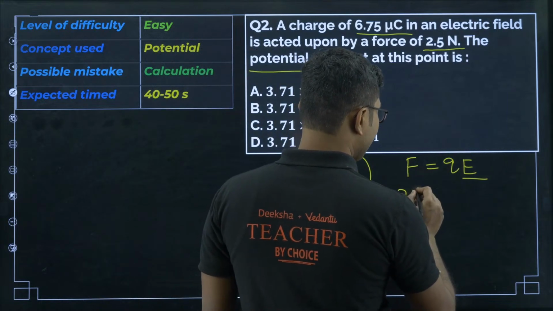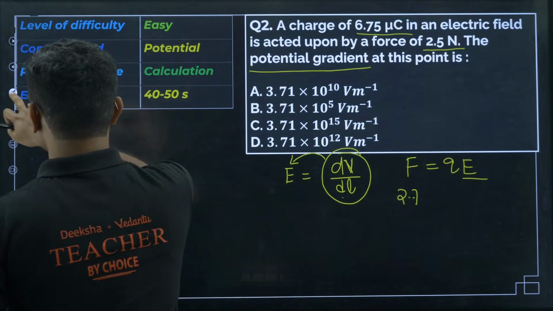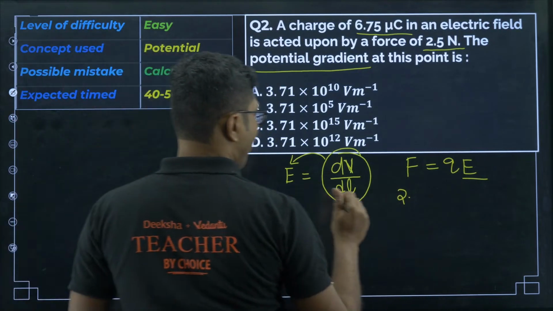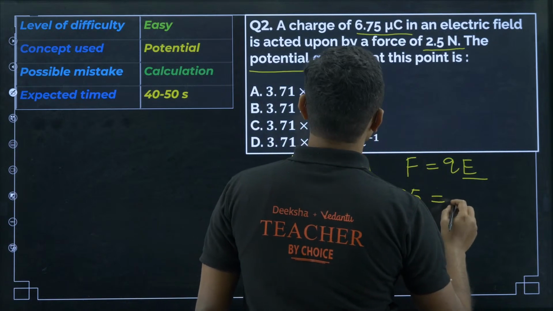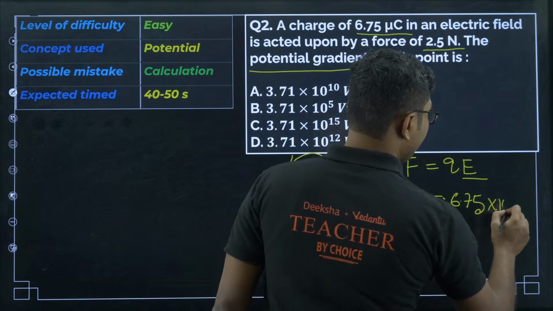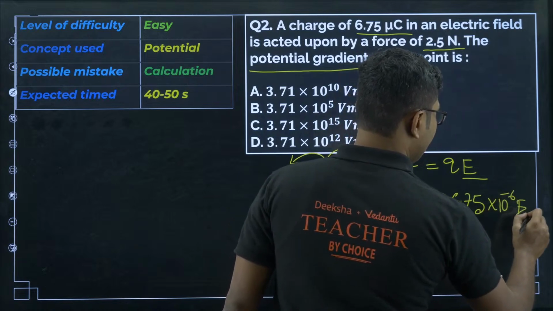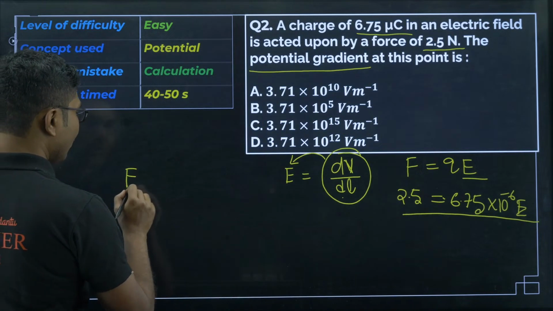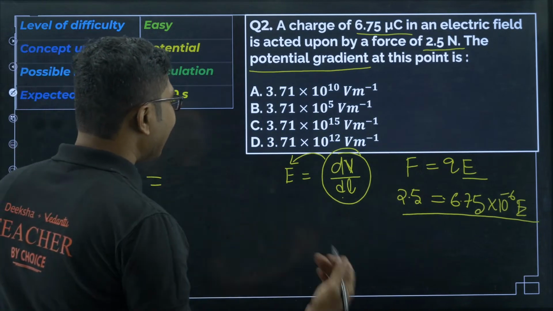Force is given, 2.5 is given. Charge is given, 6.75 microcoulomb, that is 10 to the power of minus 6, into E. So from here you just need to calculate E. Basically they are asking you to calculate electric field E indirectly.